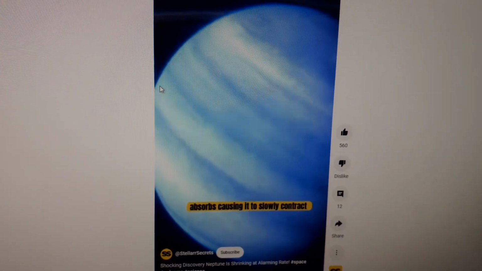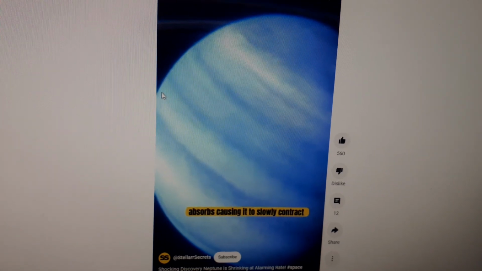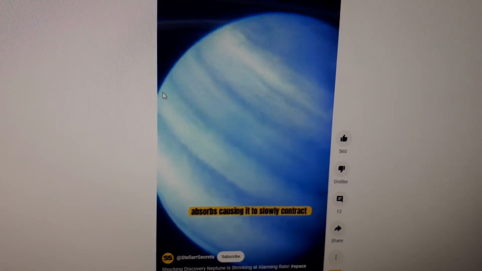So it's shrinking, it's contracting. The planet radiates more heat than it absorbs. So if heat's emanating from it, this is like another example of one of the stages of the sun before it created the realm.